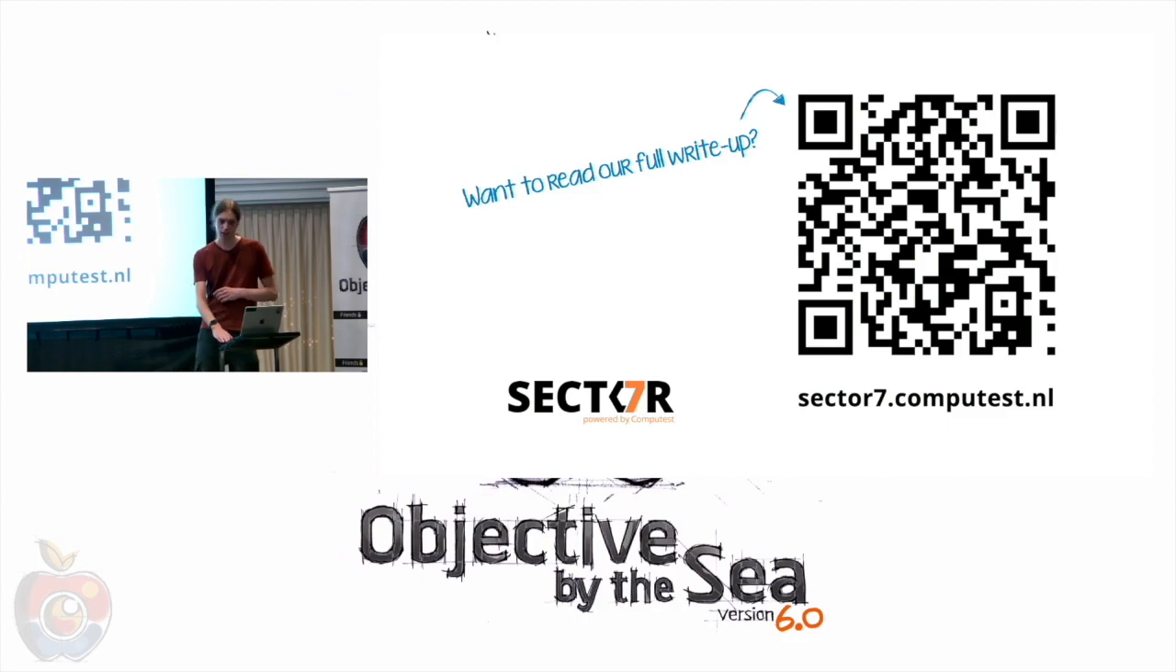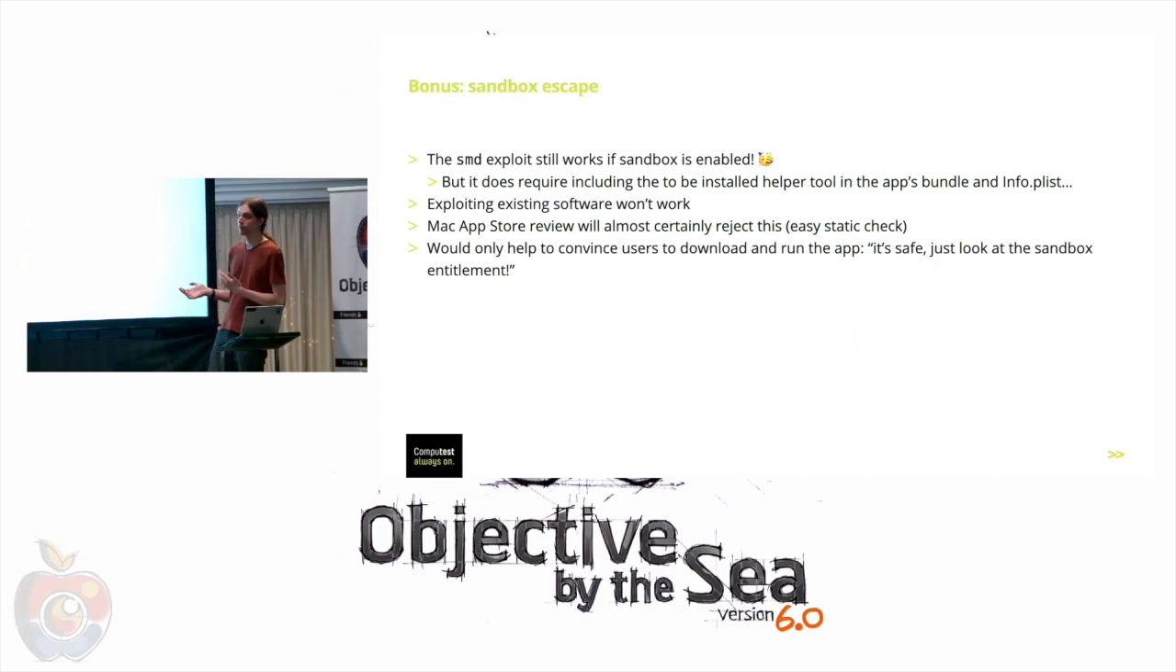I think I still have a little bit more time, so I have some bonus slides. So this exploit still works if I click the sandbox my application button in Xcode, which I thought was quite interesting. However, as a sandbox escape, it's not really an issue because I need to embed the privilege helper tool that I want to install within my application. I need to set an Info.plist key about the privilege helper tool, otherwise the installation is not allowed. So that needs to be relative to the application, so I cannot exploit just some random application because those won't have those files within them.